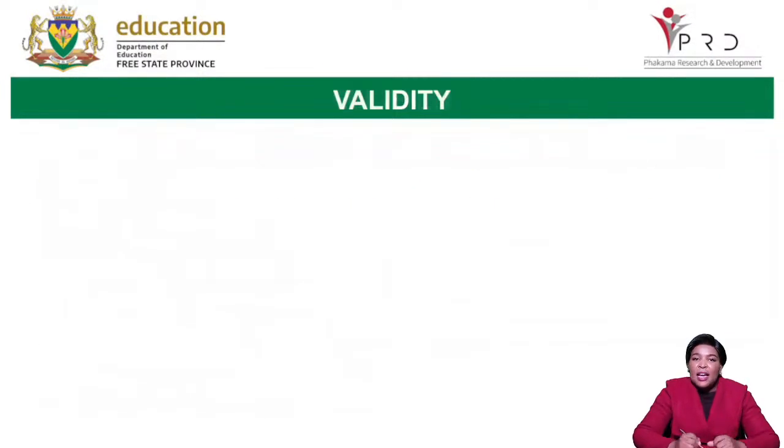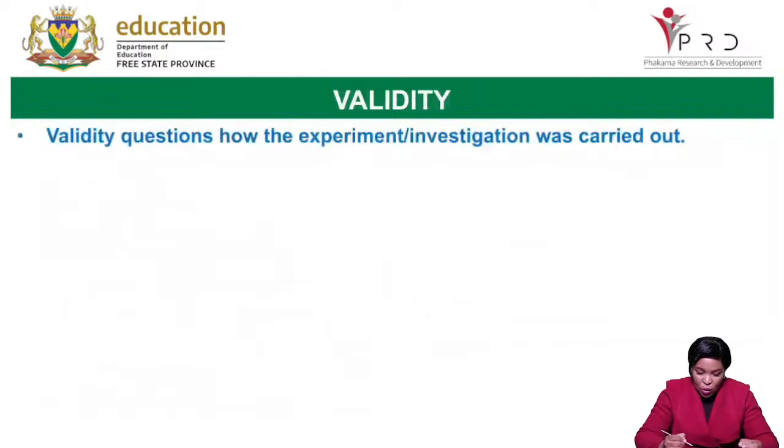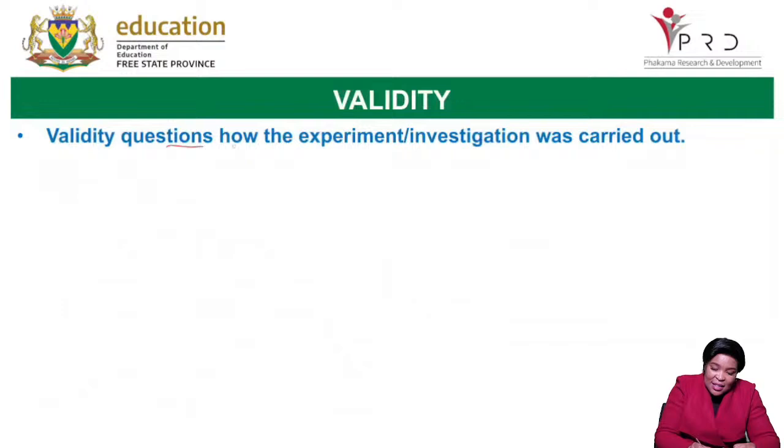Then another one is validity. I know that you confuse validity with reliability. Remember, reliability has to be, how do we trust? So validity, how is it valid? What did you do? Did you do the correct thing? So the validity question, it questions the how. How did you do your experiment? Or how did you carry it out?